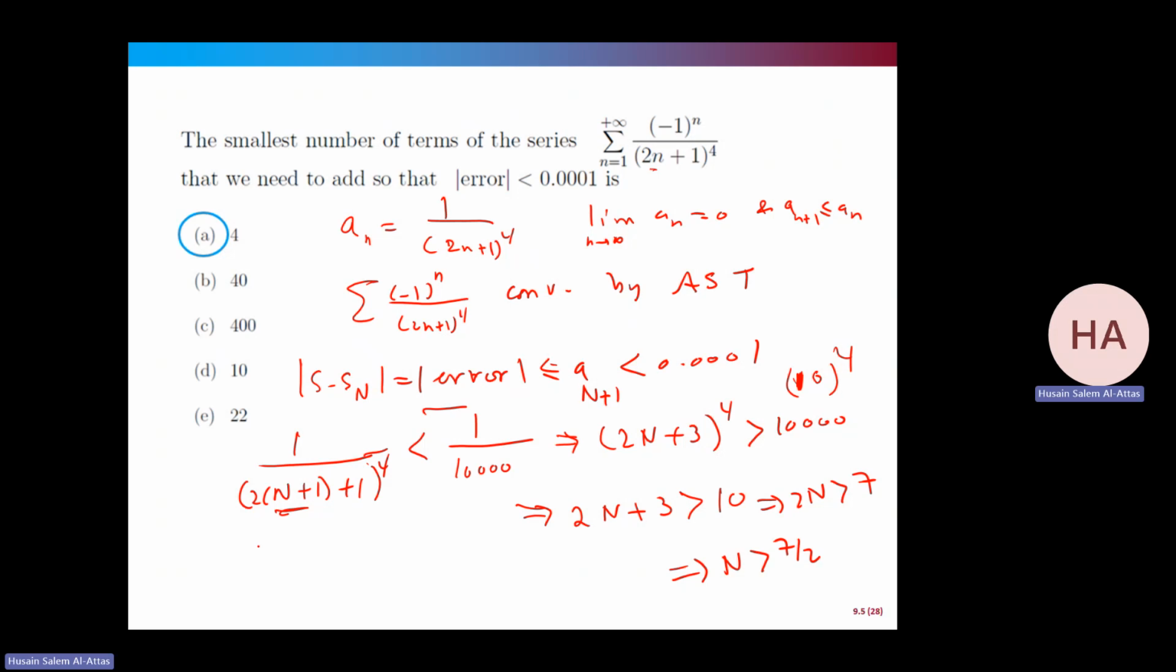What is the smallest number of terms? What is the integer more than 7 over 2? It will be 4. That will be my answer.